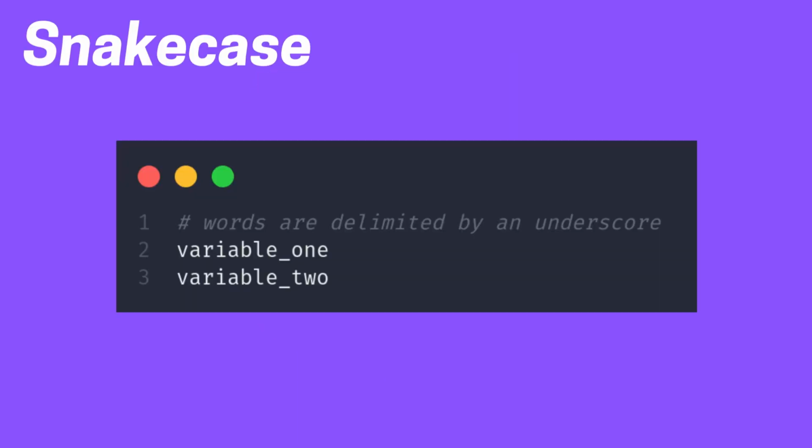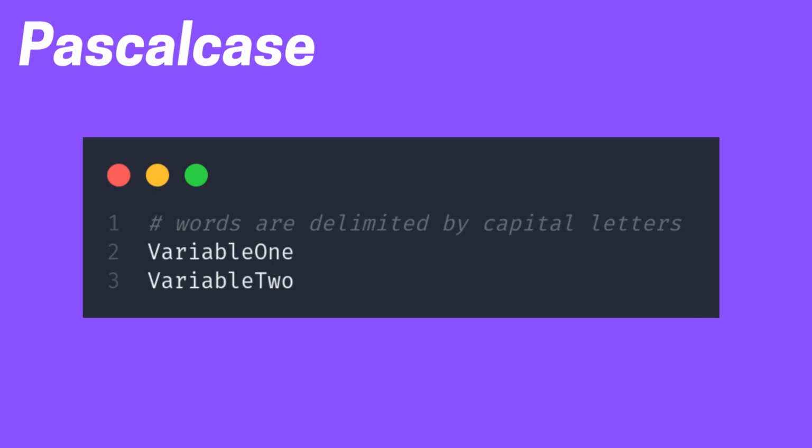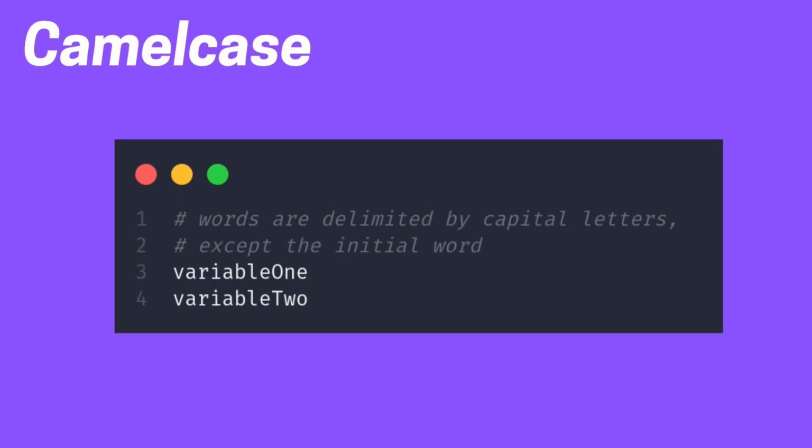In snake case, words are delimited by an underscore, as you can see on the snippet below. In Pascal case, words are delimited by capital letters. It is exemplified by the two variables that I have created. The first letter of each word is represented with uppercase letters. In camel case, words are delimited by capital letters except the initial word.